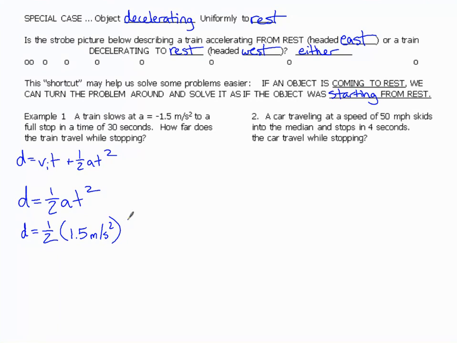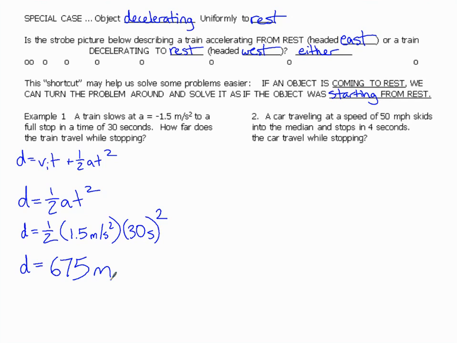The time is 30 seconds, and don't forget to square the time. That is the number one error when working problems with the distance versus time formula. Distance equals 1/2 at squared. Forgetting to square the time. So our distance equals 675 meters.